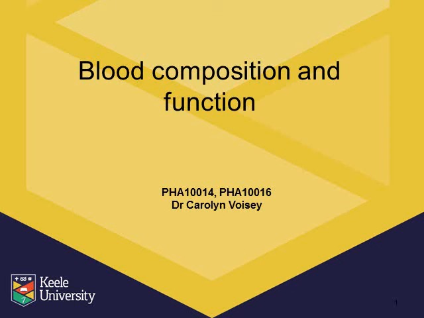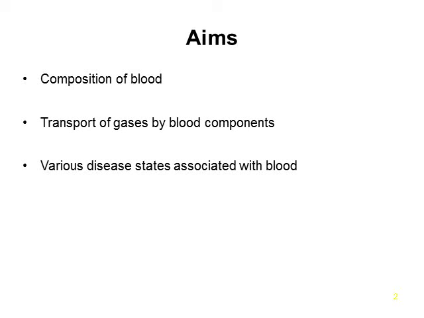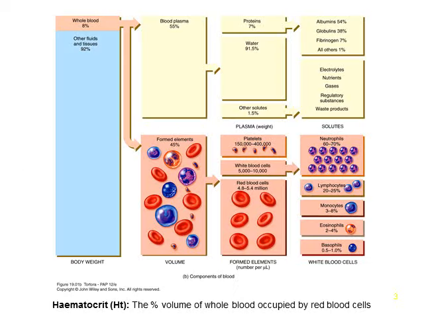This is the second lecture in the series on the cardiovascular system, specifically blood composition and function. In this lecture, we need to go through the composition of blood, so the cellular components and the non-cellular components. We need to explain how transport of gases by blood components occurs, and we need to discuss some various disease states which we associate with the blood.